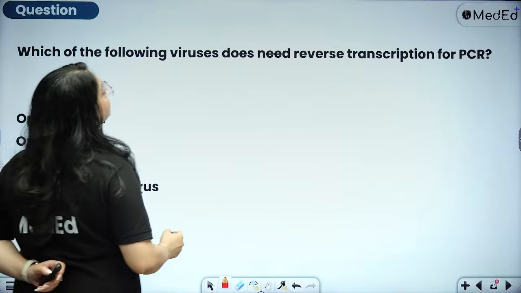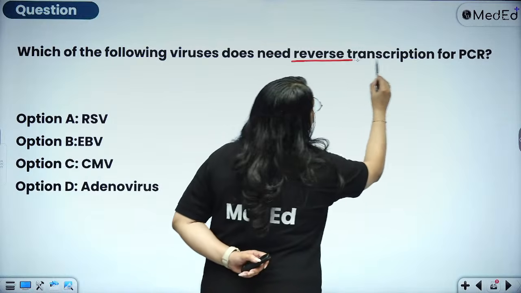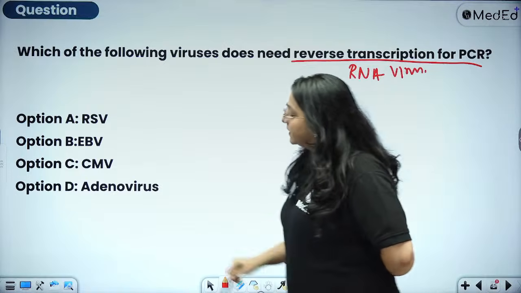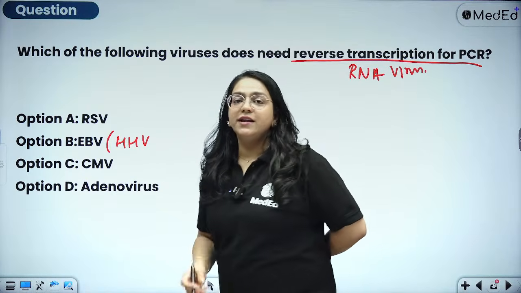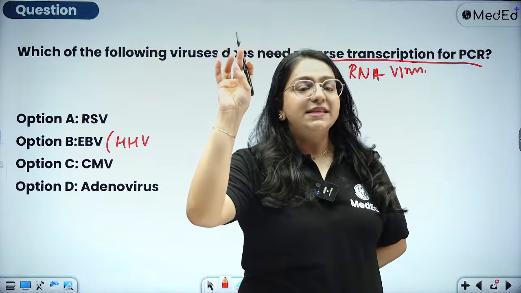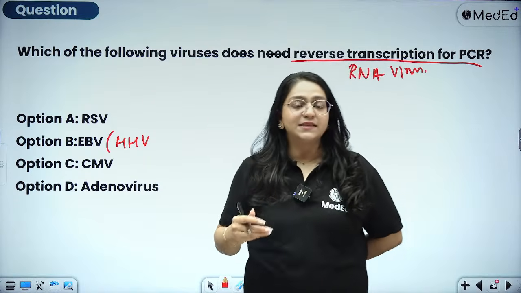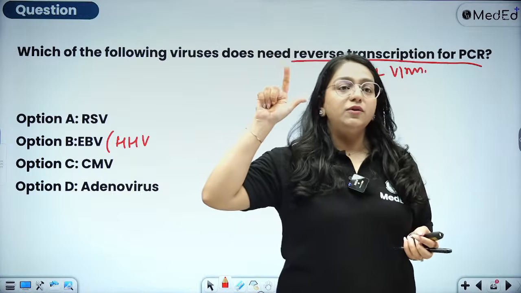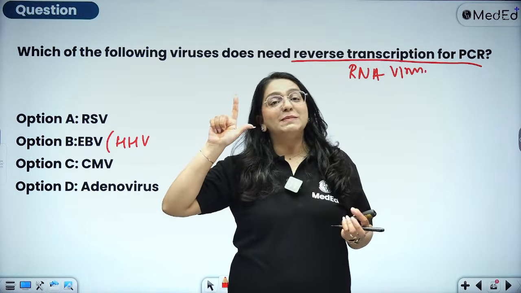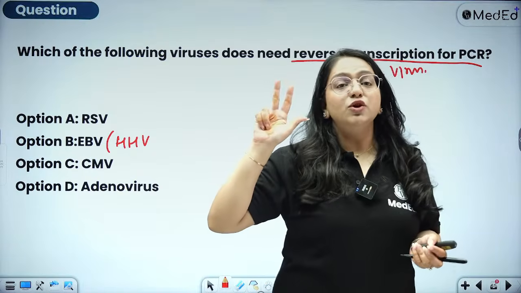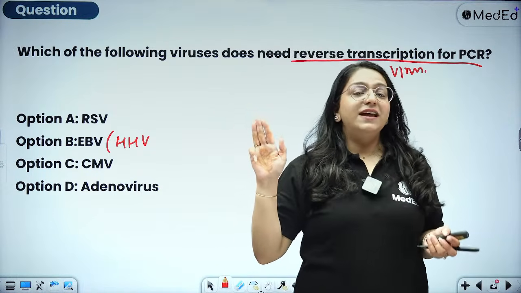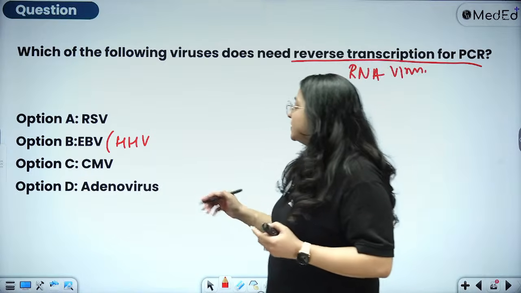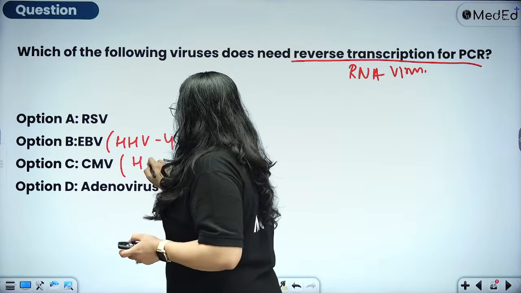Which of the following viruses need reverse transcription for PCR? So, they want to ask you which is an RNA virus. EBV, it is human herpes. Mnemonic for human herpes viruses: simple, very easy chicken. Simple, herpes simplex 1 and 2, human herpes 1 and 2; varicella zoster, human herpes 3; easy, Epstein-Barr virus, human herpes 4; chicken, cytomegalovirus, human herpes 5. So, this is HHV4, CMV, chicken, HHV5.